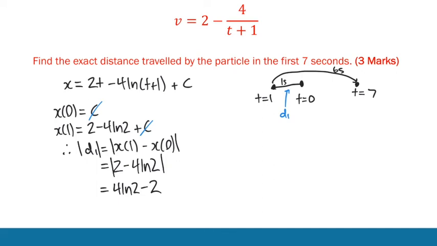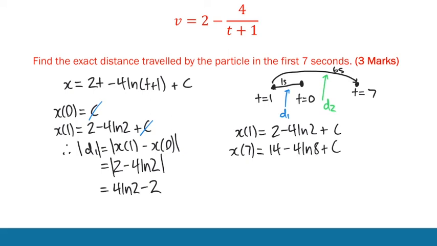Now, a similar thing is going to happen if we try and find d2, the distance traveled from 1 to 7. When we do that, we already have x1. It's 2 minus 4 log 2 plus c. And x7 is 14 minus 4 log 8 plus c. And I'll use the same trick of simplification that I used in the last slide. So it'll just turn into 12 log 2 plus c.